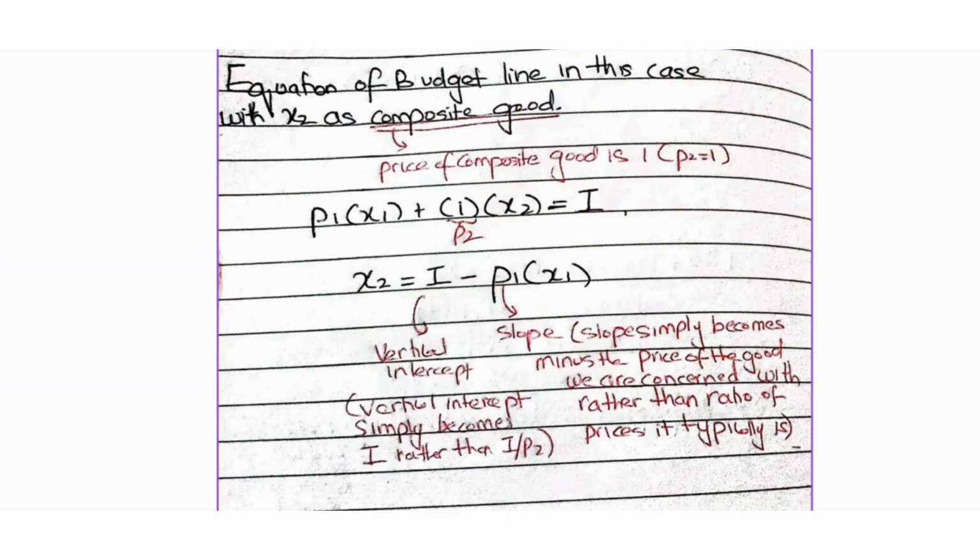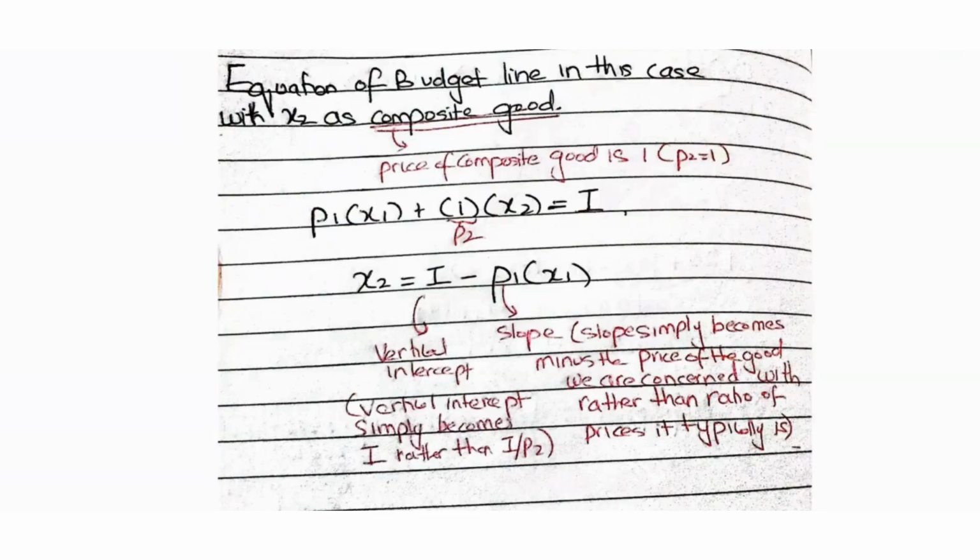From here, we can make x2 the subject, the reason being that we're plotting x2 on the vertical axis and x1 on the horizontal axis. When we write it in this form, we can easily identify the vertical intercept and slope as it's in the y equals mx plus c form. From here we can see the vertical intercept is I. Initially, when x2 was not a composite good, it was I by P2. But because x2 is a composite good and the price of each unit is $1, the vertical intercept simply becomes I rather than I by P2. The slope is simply minus P1, the price of the good we're concerned with, rather than the ratio of prices it typically is.